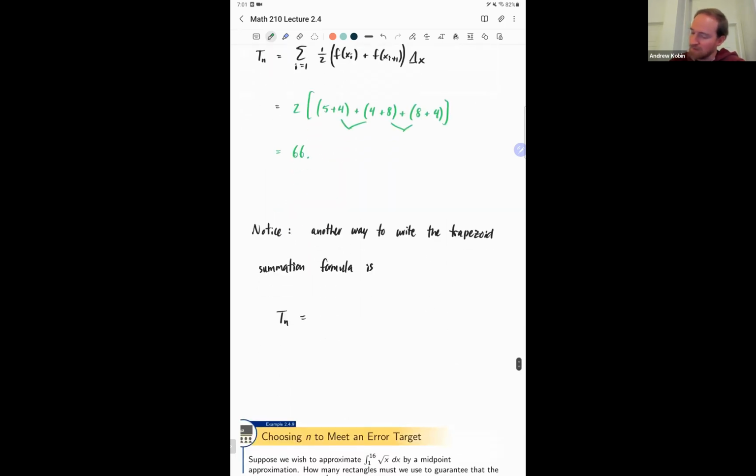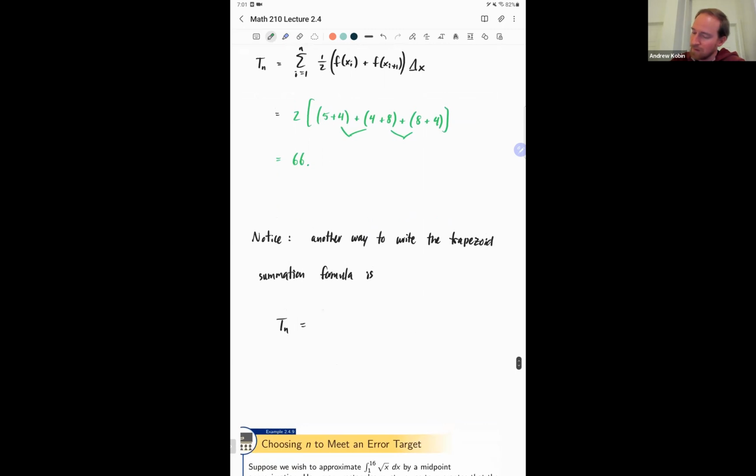Sometimes a nice way to rewrite this formula is as follows. Let's pull out our delta x over 2 all the way up front, because that shows up in every term. If we plug in the left endpoint, that only shows up in a single trapezoid, f of a. And then we start at i equals 2, and end 1 short of the right endpoint. We'll go from 2 to n minus 1 of f of xi.